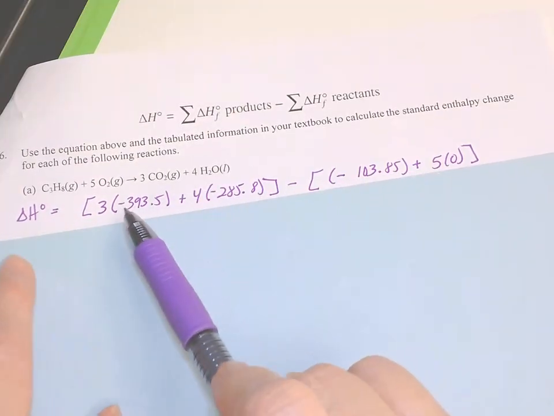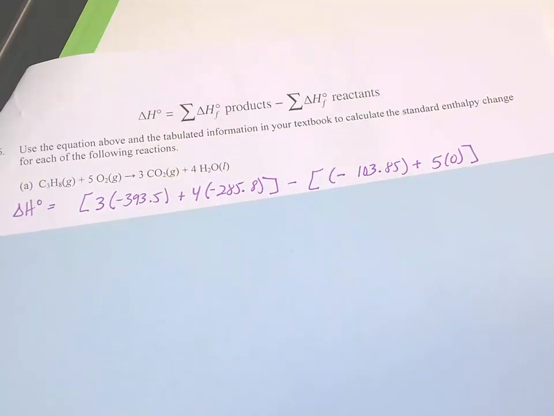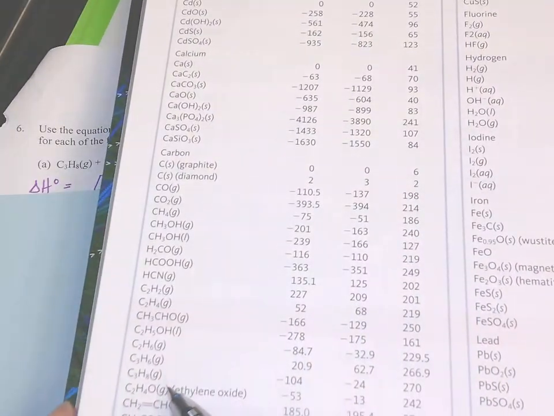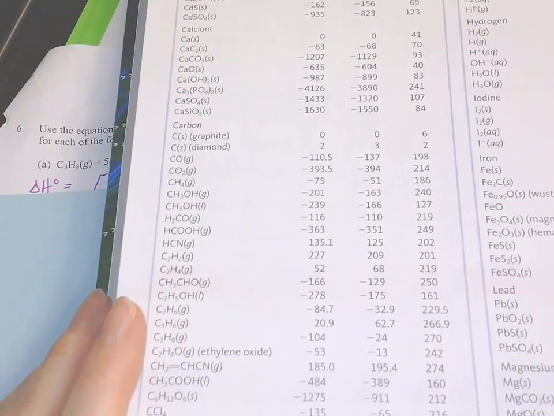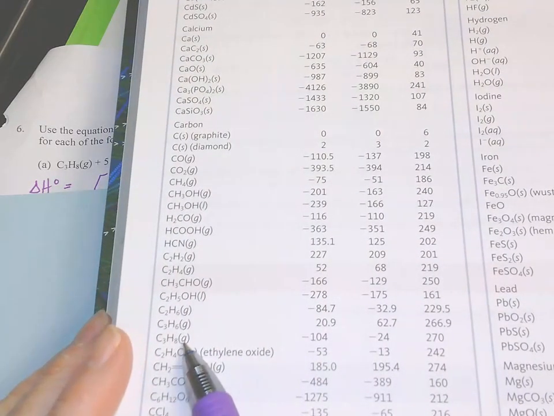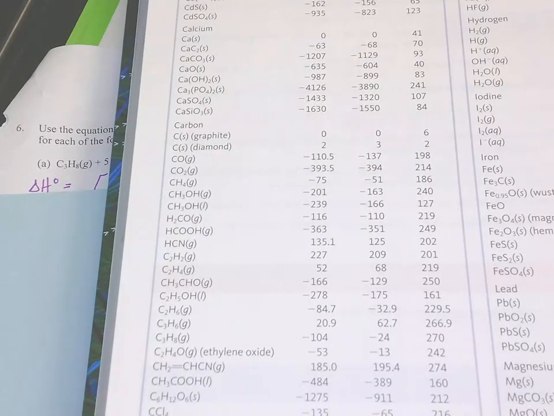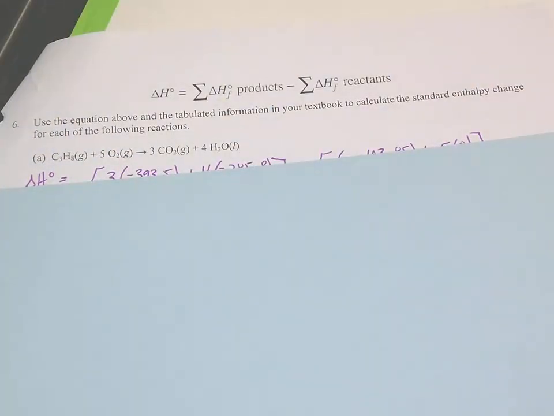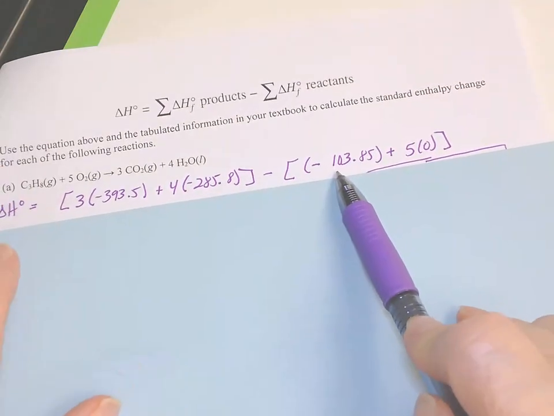If I looked up the C3H8 heat of formation in the book, and I think I can find that pretty quickly. So C3H8, make this a little bigger. Can't do that when I'm making a video. C3H8 right there is negative 104 kilojoules. Now some books have different values than others. I have a more precise book that I used for this.